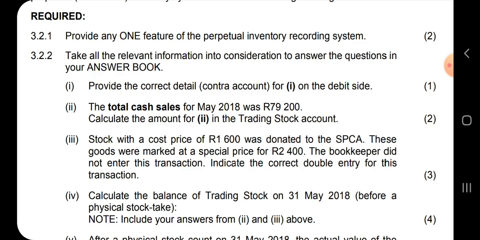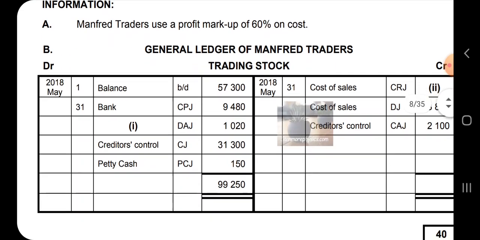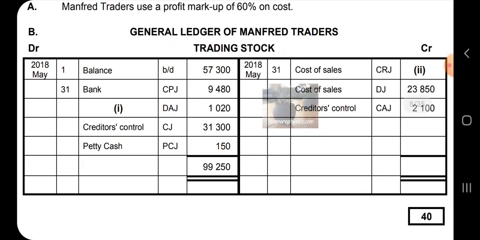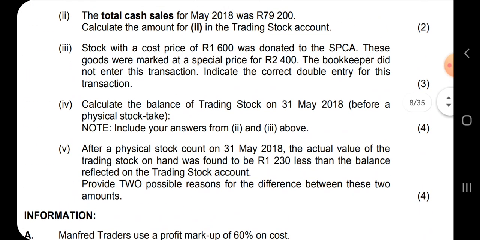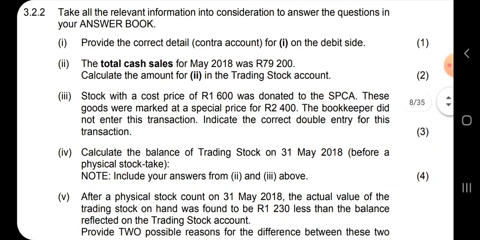3.2.2 says take all the relevant information into consideration to answer the questions in your answer book. Provide the correct details on the debit side. Provide the correct details of the contra account I. Let's go to I. That contra account I will be cost of sales. And then we have the total cash sales for May 2018 was 79,200.